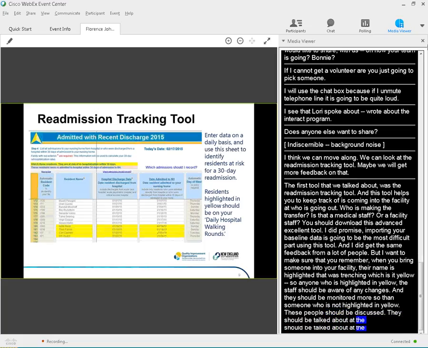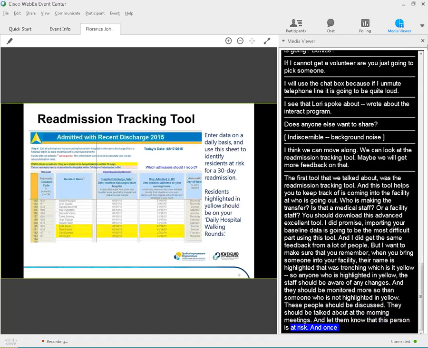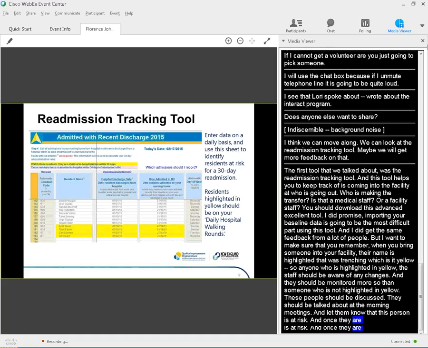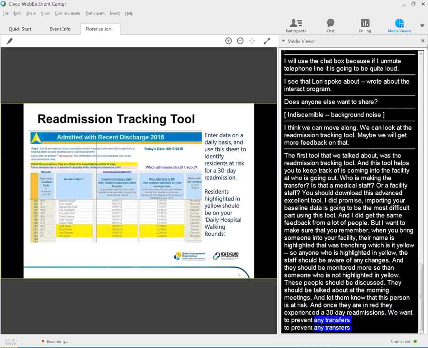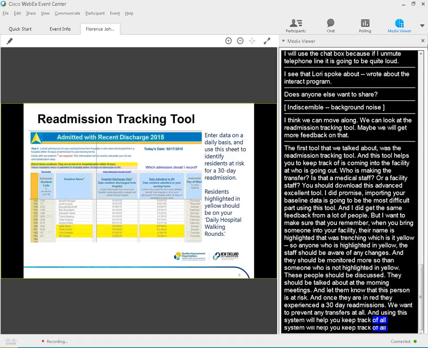Once they turn red, that means they actually did experience a 30-day readmission. So what we want to do is to keep them from ever leaving the facility and putting them at risk to be readmitted. So we want to just prevent any transfers at all. And using this system helps you keep track of that. There's some facilities who have PointClickCare as their electronic documentation system, and these INTERACT tools are embedded in that system.